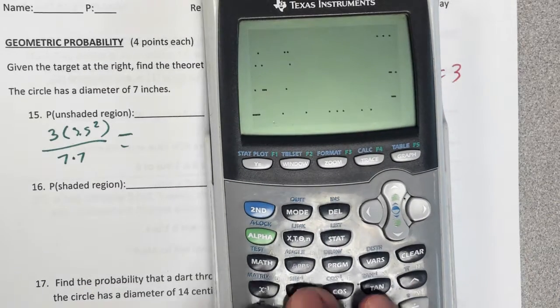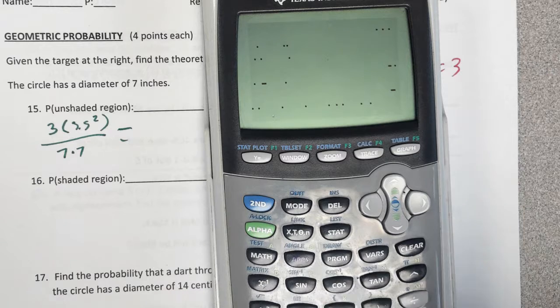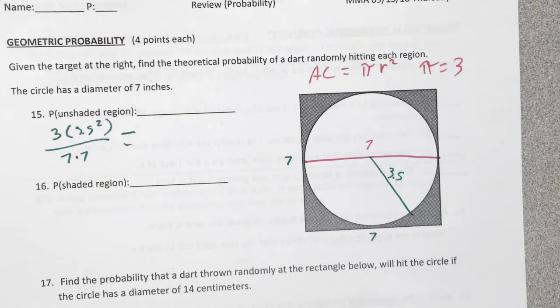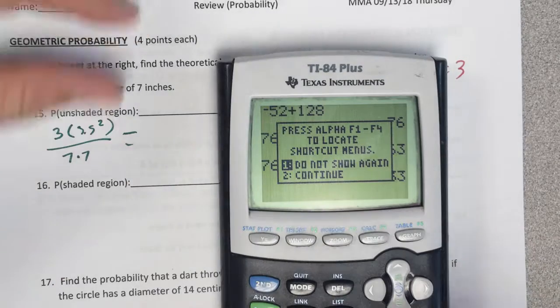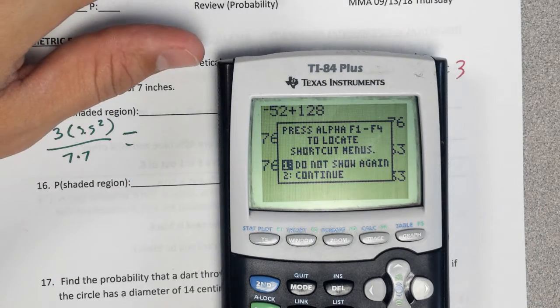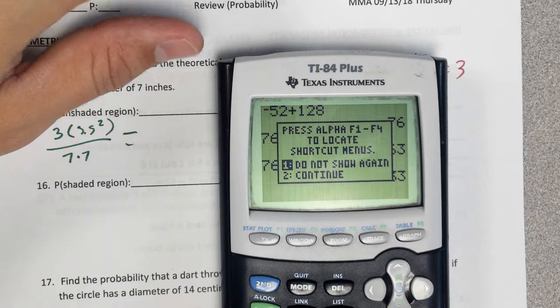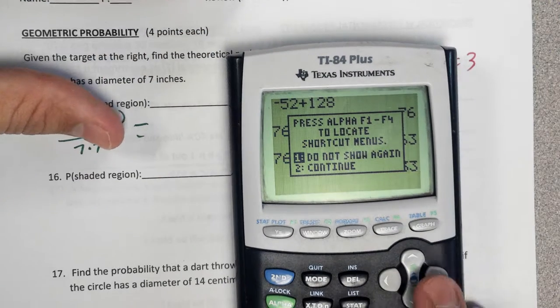Well, can someone hand me a new calculator? Thank you, sir. Okay, I had to get a new calculator.